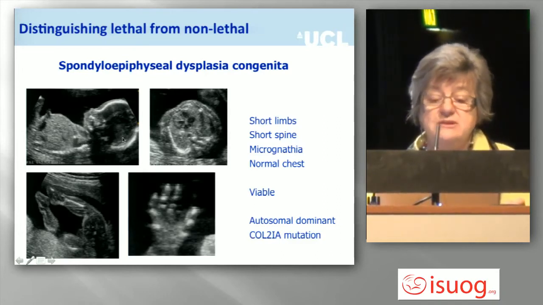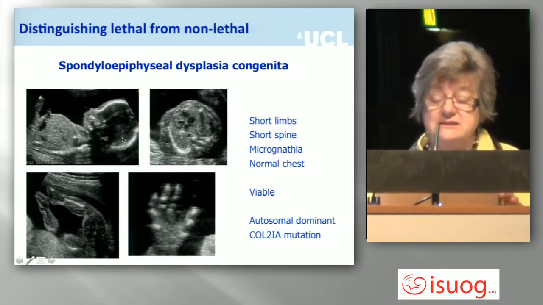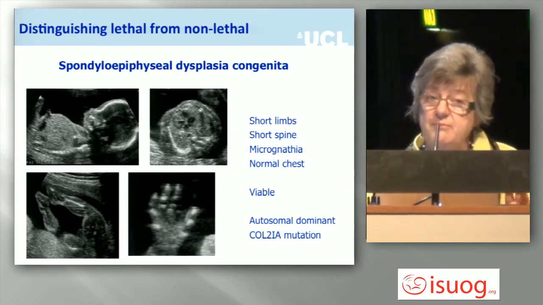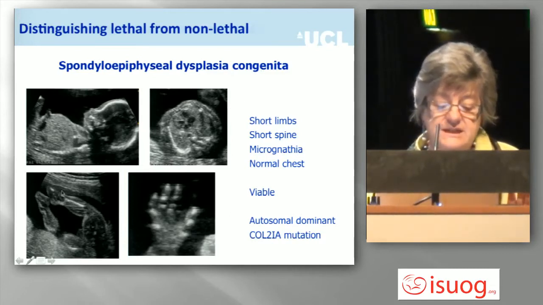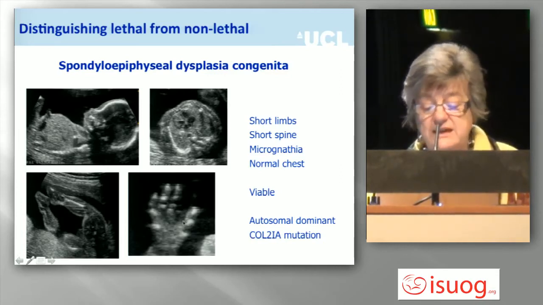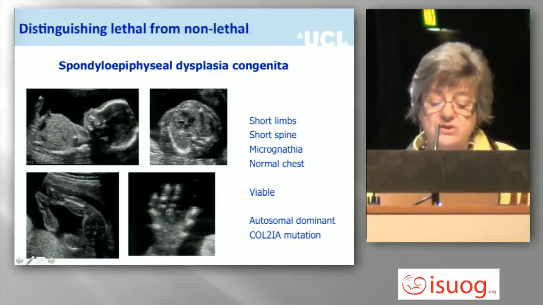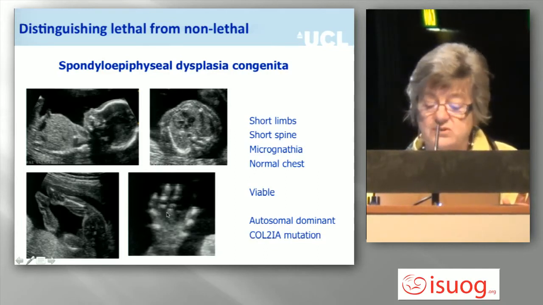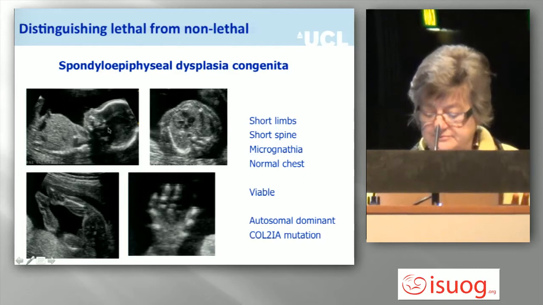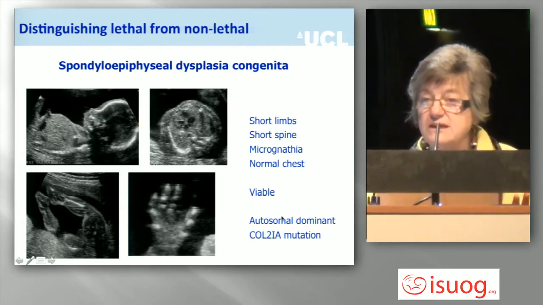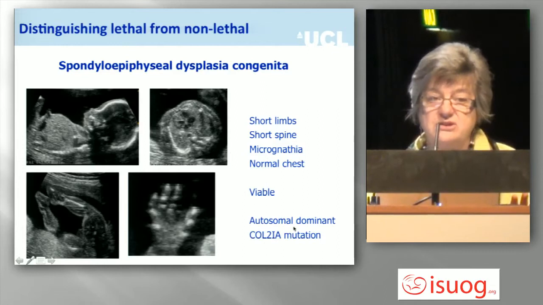This baby has spondyloepiphyseal dysplasia congenita. It's viable. Survivors have completely normal intelligence. They have very short stature. They're shorter stature than achondroplasia, but nonetheless, they are intellectually normal. They have short, straight limbs, and they have normal hands. So if you look at them compared with a baby with thanatophoric dysplasia, their finger length is normal, and you'll see here that they can have micrognathia, and there's no frontal bossing. These are autosomal dominant conditions due to a mutation in the collagen gene.